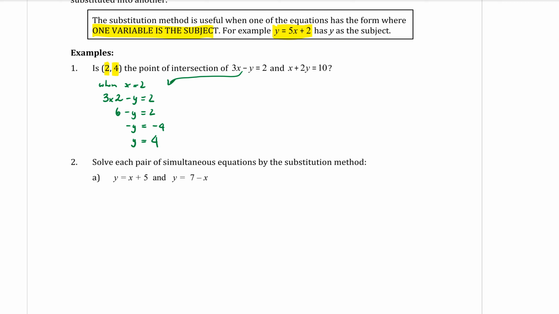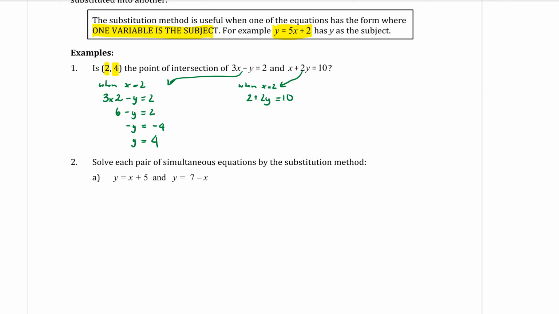That line works. Let's make sure, because both of the lines have to go through that point for them to intersect there. So let's test the second one. So now into this line, I'm going to do the same thing. I'm going to sub in when x is equal to 2. So that will be 2 plus 2y equals 10.